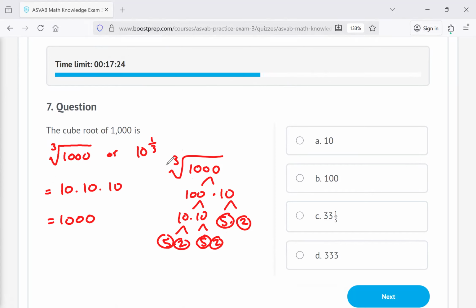So what you do is this little 3 represents, of your prime numbers, circle pairs of 3. So I see a pair of 3, so 5, 5, and 5. That just becomes 5. Put it outside. And then 2 and 2 and 2. That just becomes 2 with no remainders. So that's how I get 10.